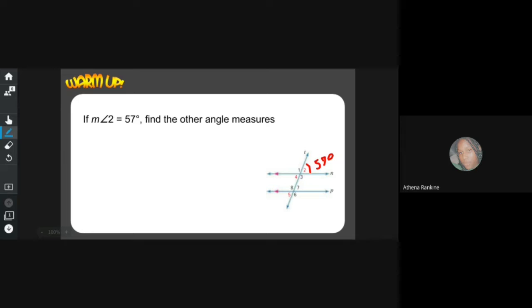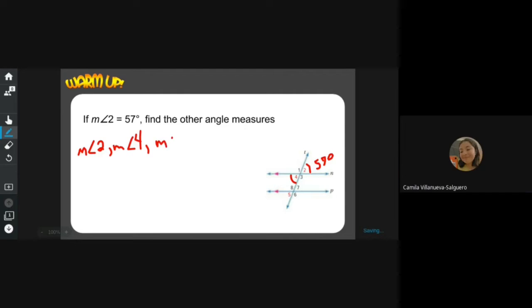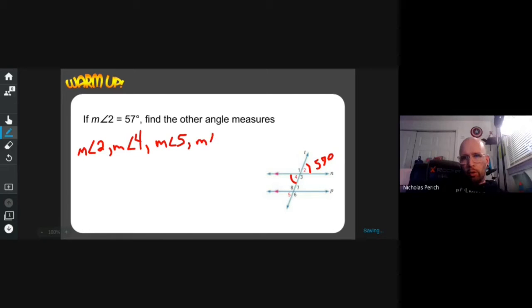The vertical angles. So that would make 4. So the measure of angle 2 is the measure of angle 4. What else? What other 2? 5. 7. And those are all equal to 57 degrees.